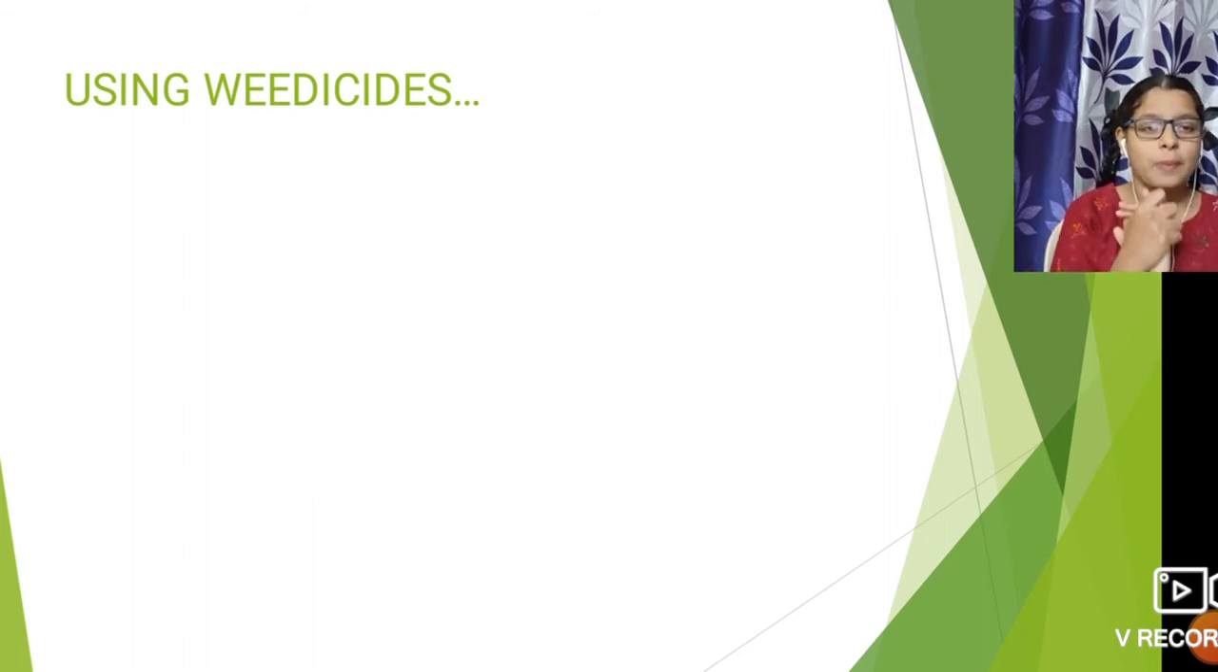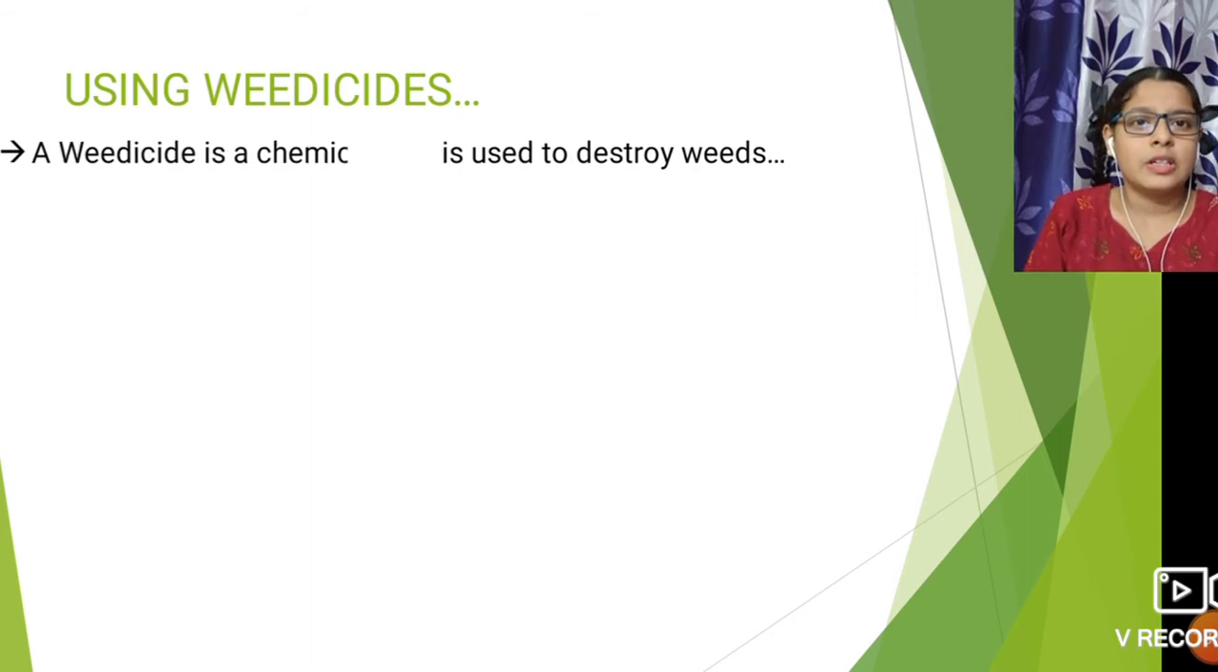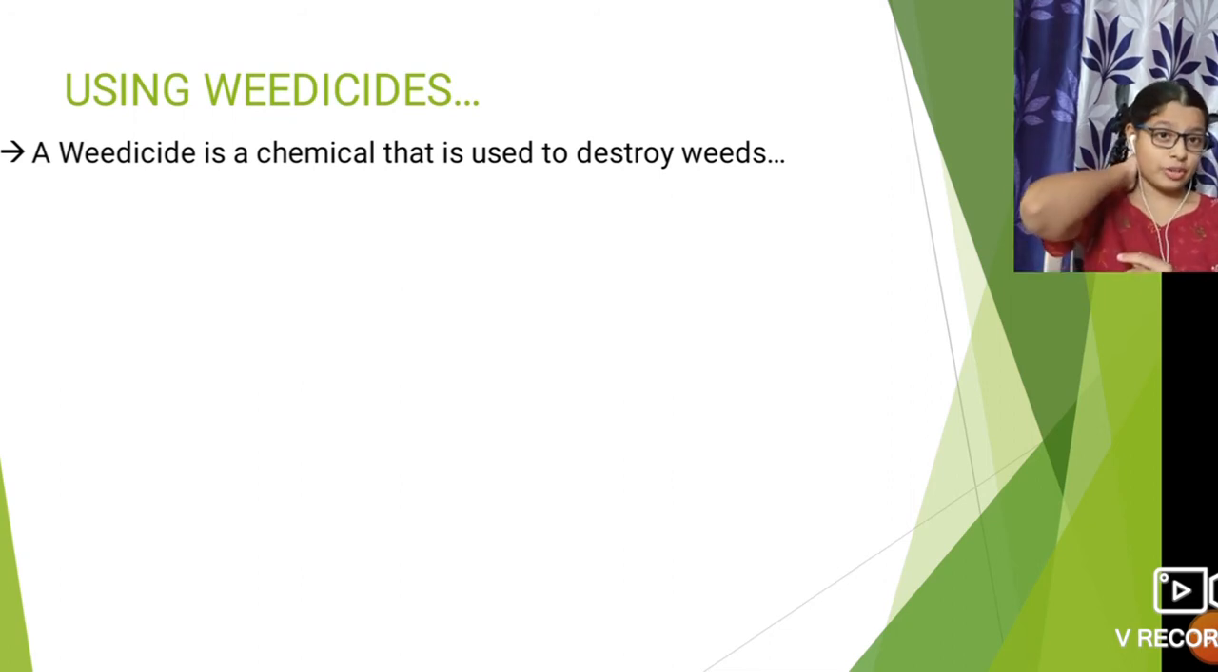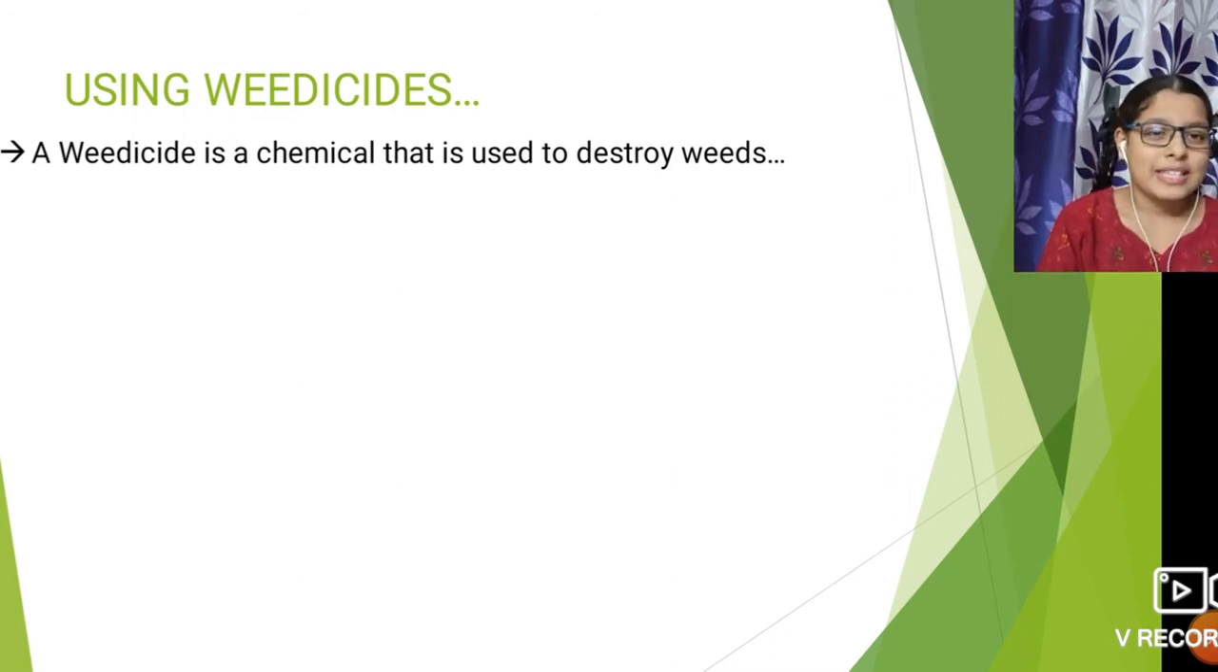So before, we discussed manual weeding. Manual weeding is the process of weeding which is done either by hand or by using agricultural implements like a trowel, hoe or harrow. The first point is a weedicide is a chemical that is used to destroy the weeds. Weedicide is a chemical substance which helps to remove or destroy weeds. If this chemical is applied to the weeds, they die immediately, and hence there are no weed plants present in the agricultural field.